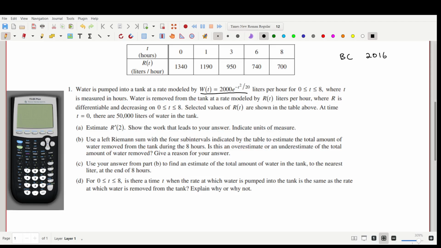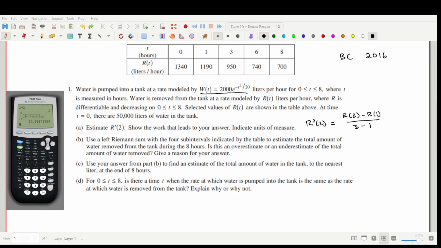All right, estimate R prime of 2. I guess I don't need to throw in W into my calculator yet. R prime of 2, this is a common approximation. That's just R of 3 minus R of 1 over 3 minus 1, right? The average rate of change on that interval should be pretty close to the instantaneous rate of change halfway through the interval. Let's see what that is.